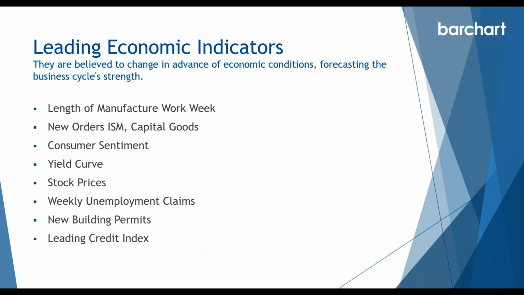we have economic indicators, and you've probably seen these on TV. You've heard the Fed talk about them. So there are three categories. There are leading economic indicators, there are coincident indicators, and there are lagging economic indicators. So let's briefly go through these.